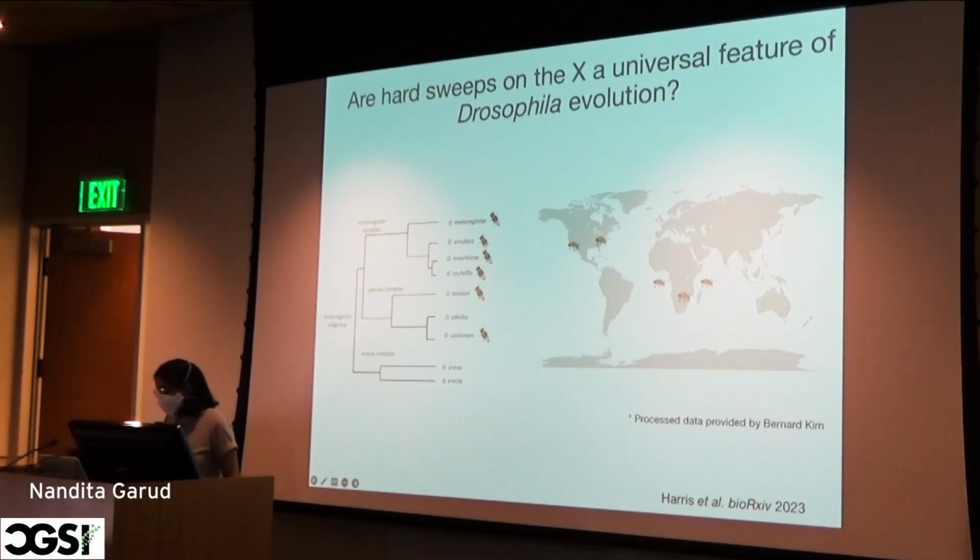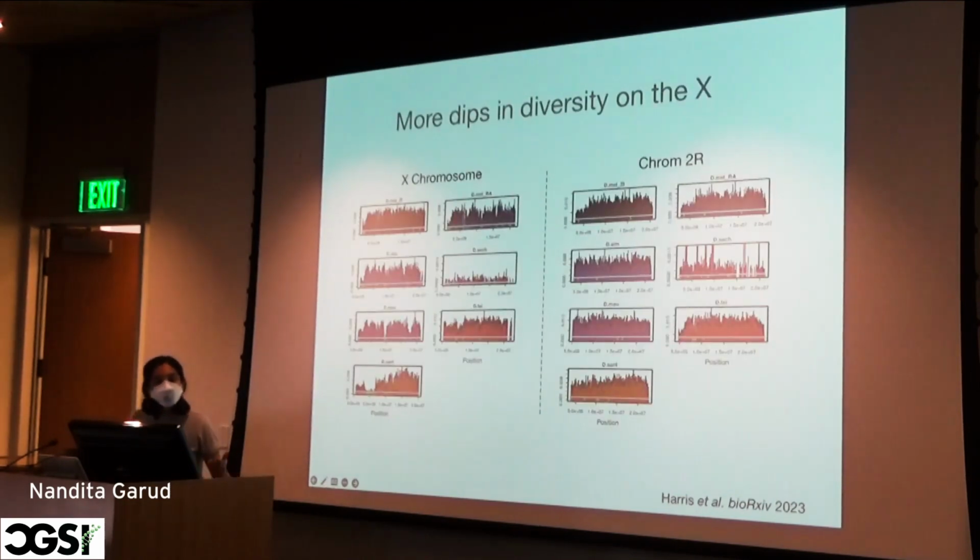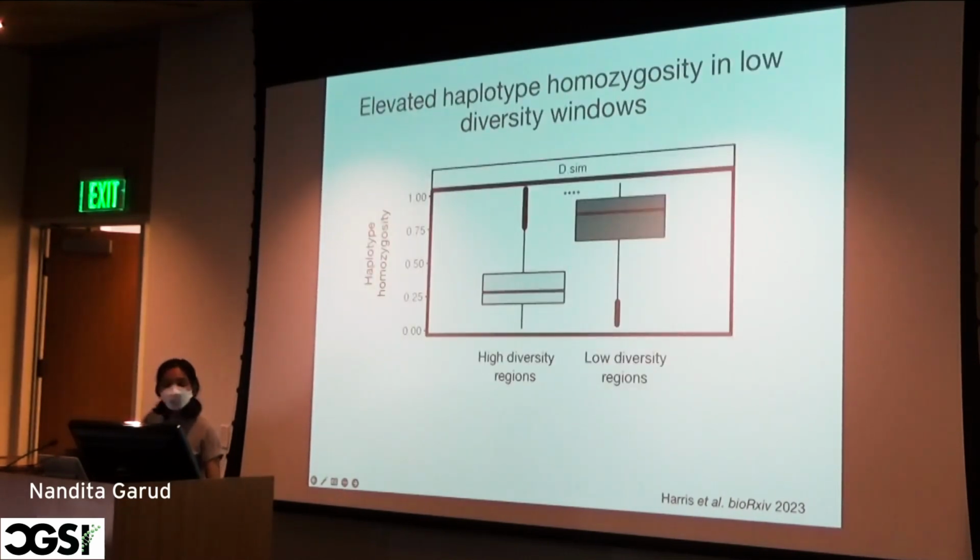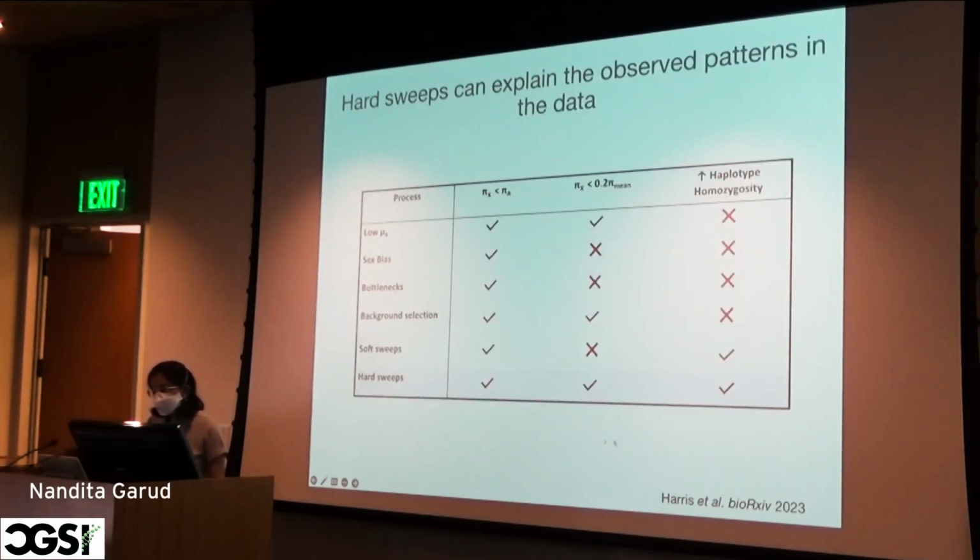I will skip some slides, but essentially she takes a different orthogonal approach where she looks at deep dips in diversity as well as elevations in haplotype homozygosity on the X relative to the autosomes. And what she's able to show is that in all of these 6 species, the patterns on the X chromosome can be explained by hard sweeps, but not by soft sweeps, background selection, bottlenecks, sex bias, or low mutation rates.